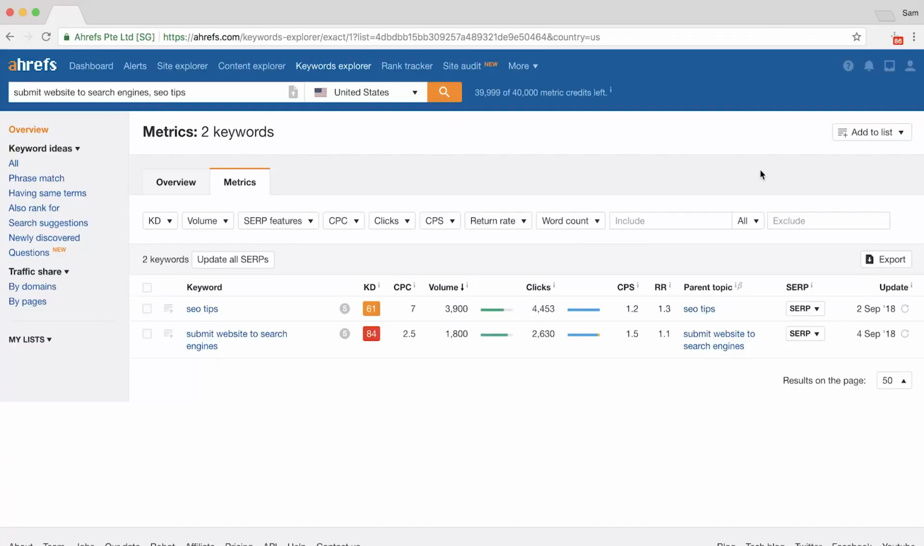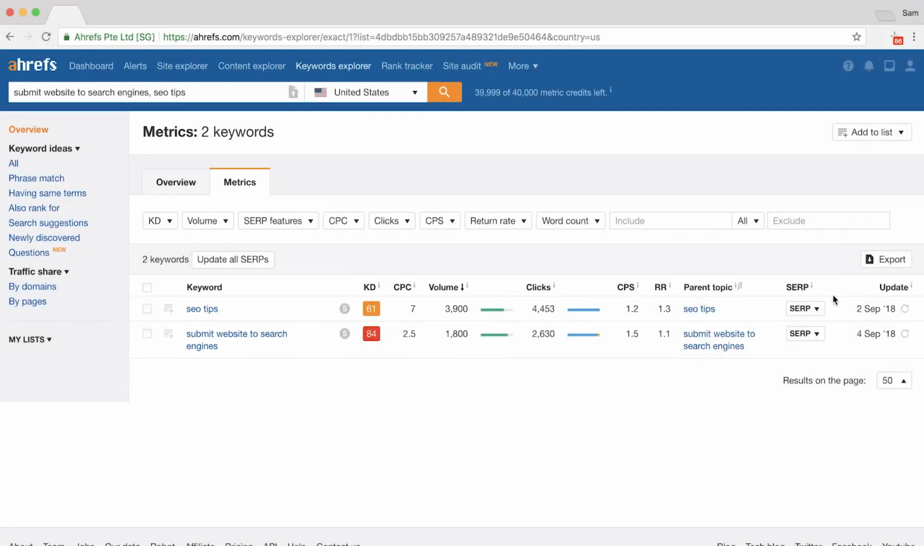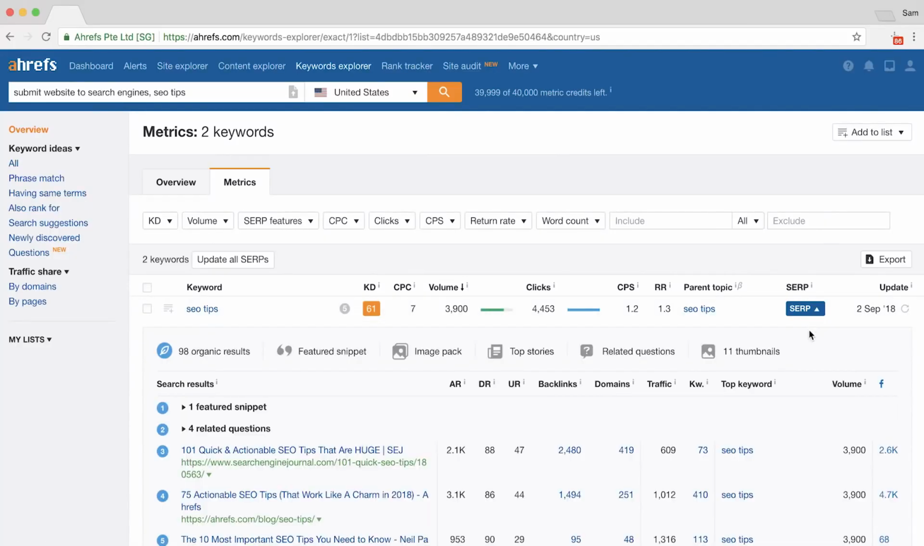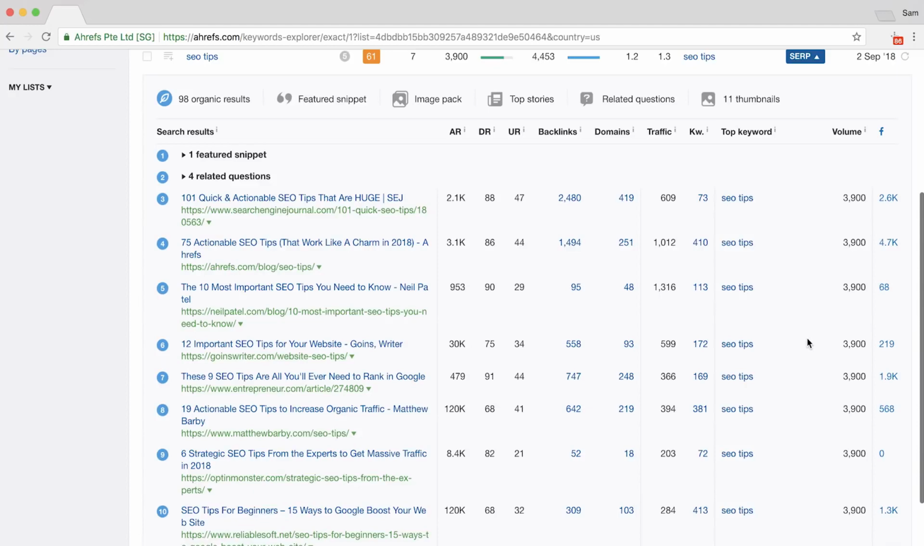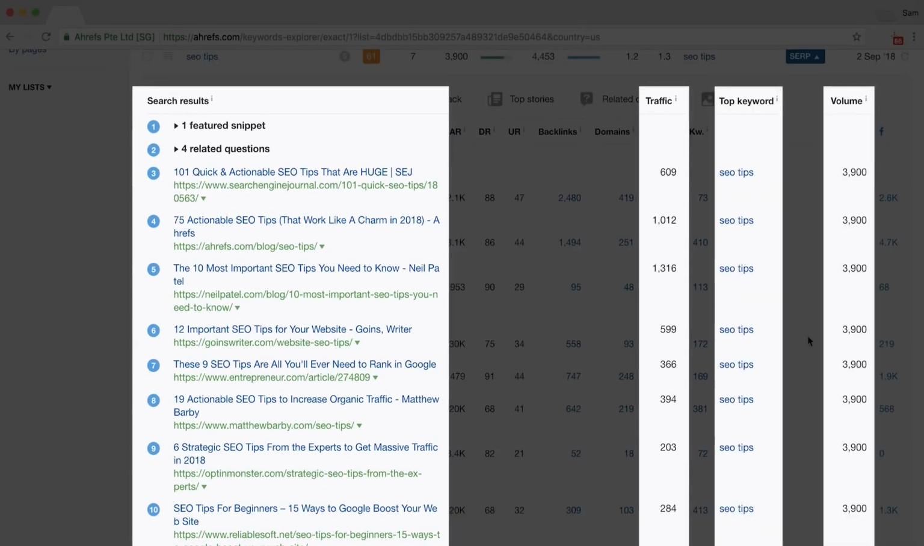For example, if you look at these search volume metrics, then you'll see that SEO Tips has more than double the search volume of Submit Your Website to Search Engines. So at first glance, it seems like a better topic to target, right? Well, not necessarily. If we look at the SERP for SEO Tips, then you'll see that the top ranking pages get significantly less traffic than the search volume for the main keyword, and they don't rank for that many different keywords either.